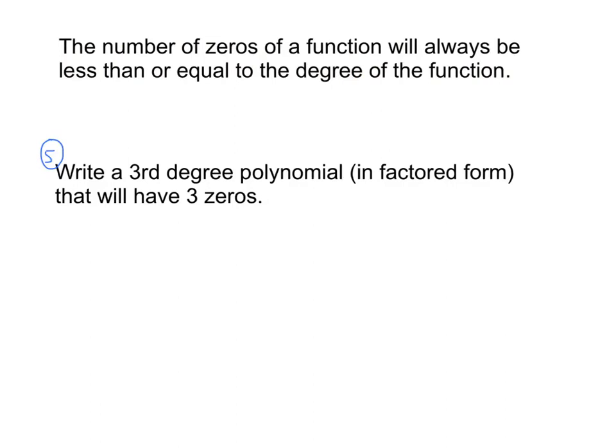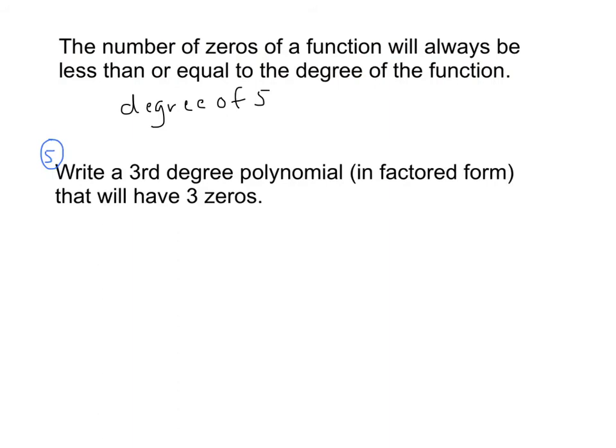So in other words, if we had, let's say, a degree of 5, that means the maximum number of zeros would be 5, right? It could have 5 zeros, it could have 4, 3, 2, 1, but the maximum it can have is 5, right?